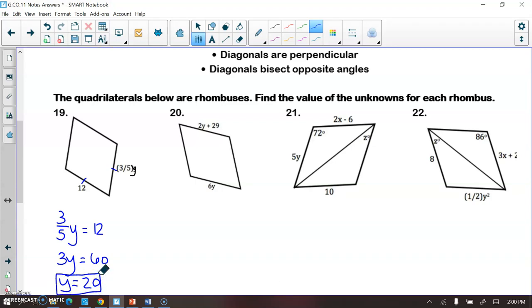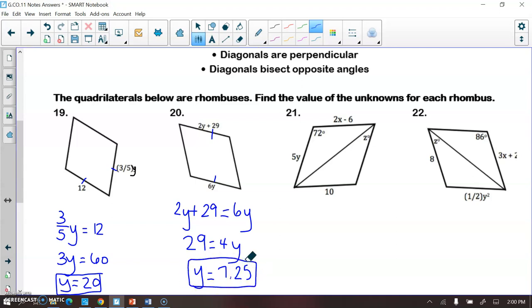Again, all four sides are equal or congruent, so I can set these two sides equal to one another and solve for y. Subtracting the 2y over, I wind up with this, and then dividing both sides by 4, I wind up with y is 7.25.